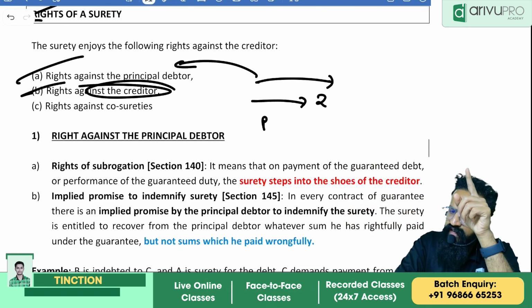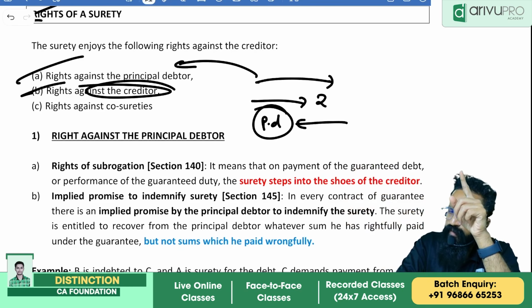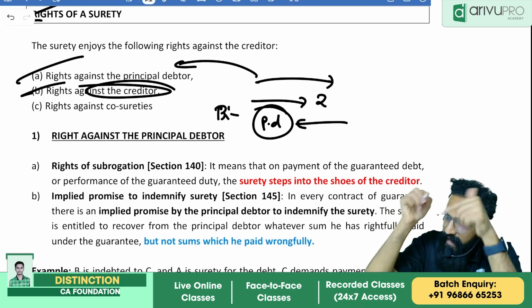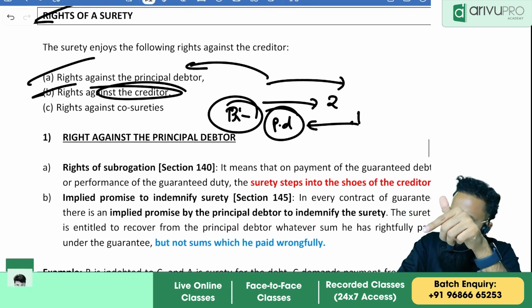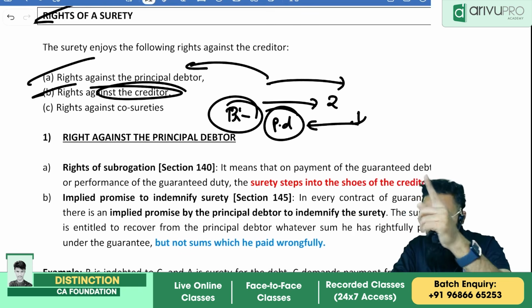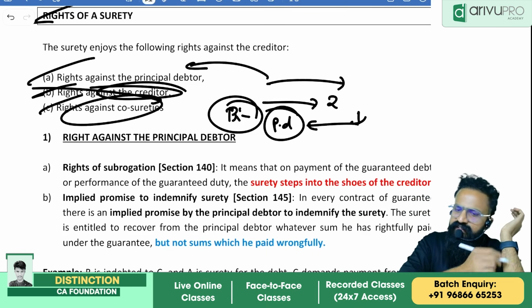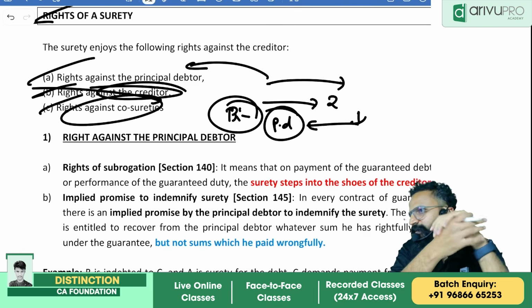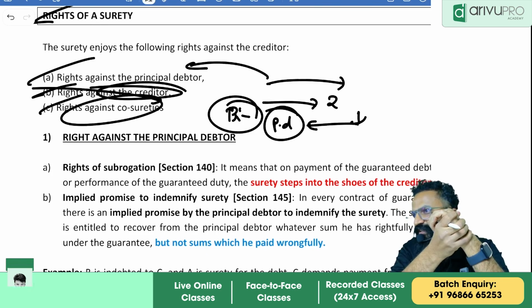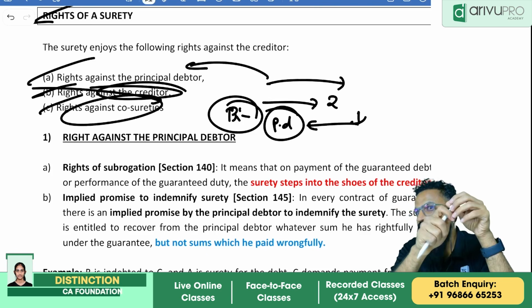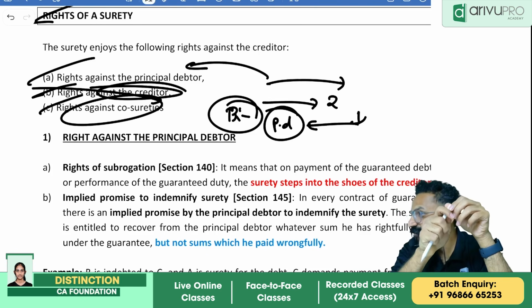Imagine the principal debtor became insolvent, you filed a case on him, and you recovered two of his bikes and some money. My liability also reduces by that money. That is the meaning of right to share reduction. The last one is the right against co-sureties. What will be my liability? As much as possible, the liability will be equal.